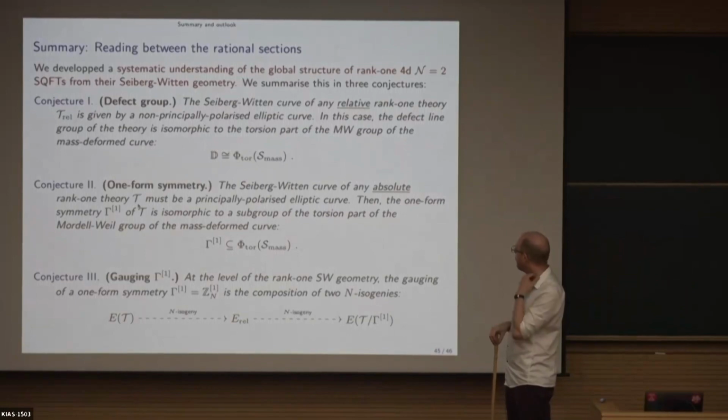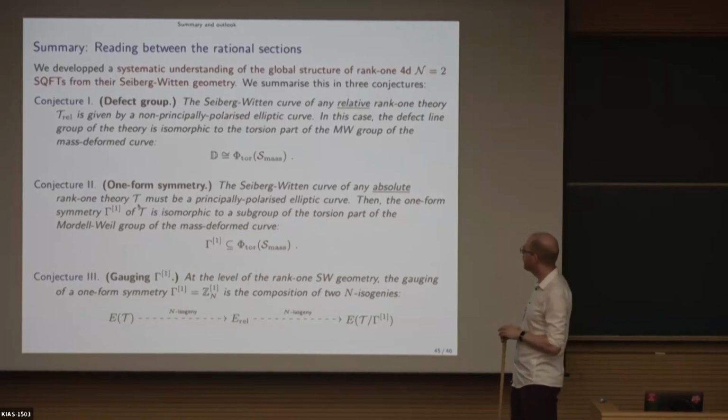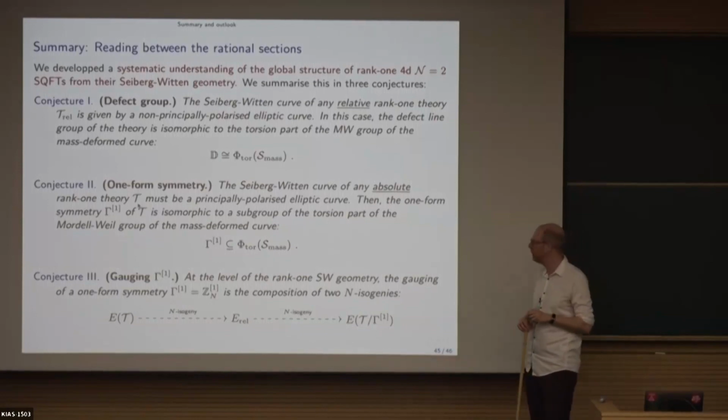Let me just summarize, as we did in the paper, the claims here about rank one N=2 theories' Seiberg-Witten geometries in terms of three conjectures. I call them conjectures because they're true in all the examples, and we looked at all the examples. So they're true in that sense, but it would be nice to derive them in a more physical way, for instance from geometric engineering or other ways.